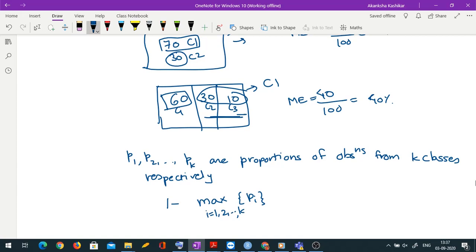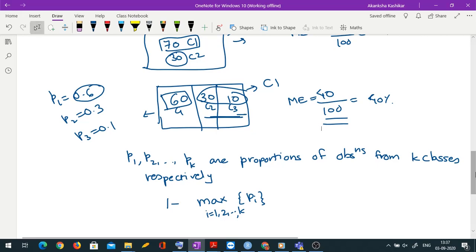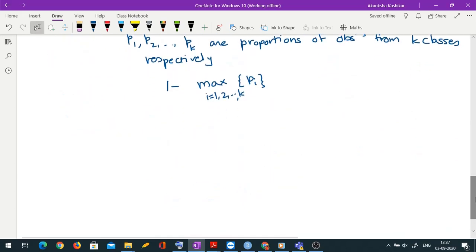Okay. What I am doing is, for example, here in this data, my p1 was 0.6, p2 is 0.3, p3 is 0.1. So first I am computing the maximum. So the maximum is 0.6. So 1 minus 0.6 becomes the misclassification error. Is it okay? So in general, this is how we define misclassification. Okay. But misclassification error is not the only type of error that is used. There are some other types of errors also. So one is known as the Gini coefficient or Gini index.